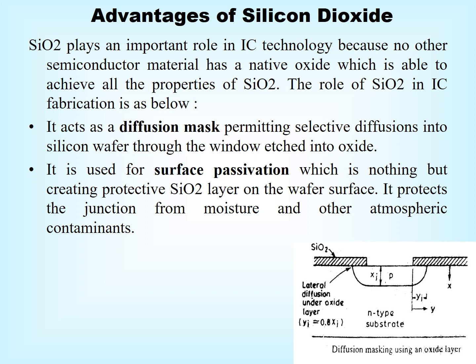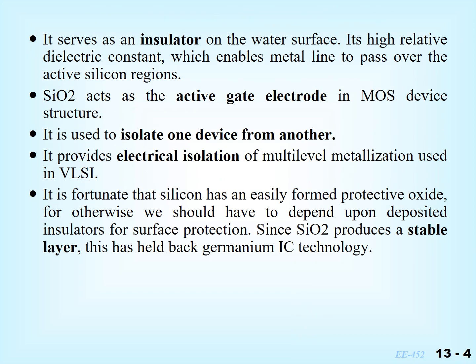The second point is that it is used for surface passivation. That means it creates a protective layer over the entire area, which can protect the components from moisture and atmospheric contaminations. It is also a good insulator, it has a relatively high dielectric constant, and we also know that it is used as the gate dielectric in MOS devices.